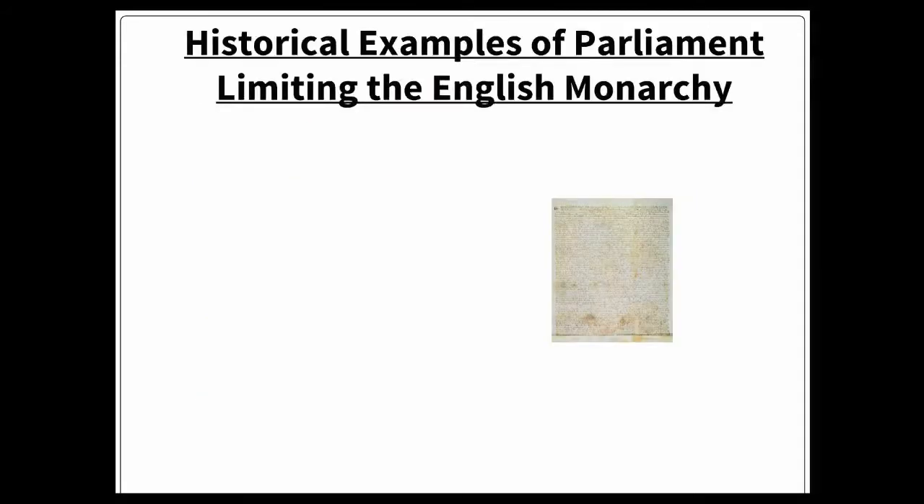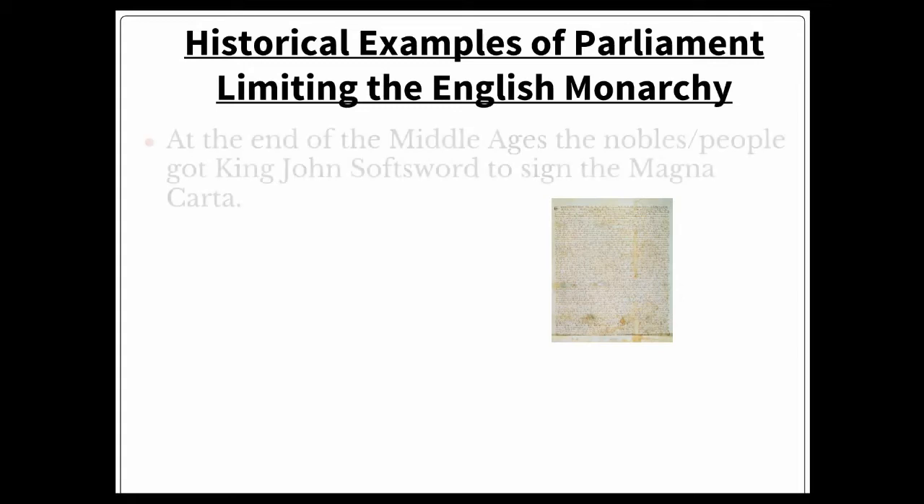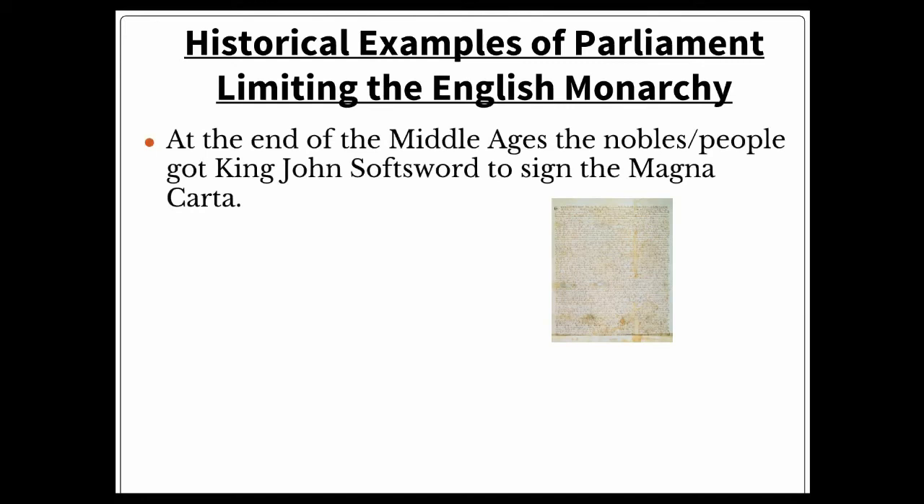So to get started with our video on how monarchs are limited, we're going to look at historical examples of Parliament limiting the English monarchy. So first we have a document here, originally written in Latin, that is signed in 1215, and this is the Magna Carta. King John is going to be forced to sign this. You may recall this from when we studied the Middle Ages.